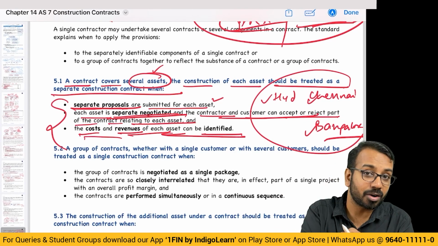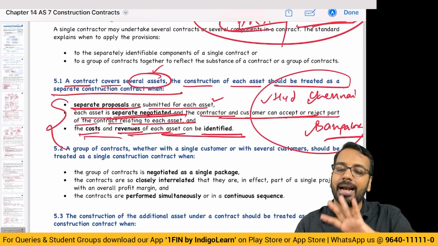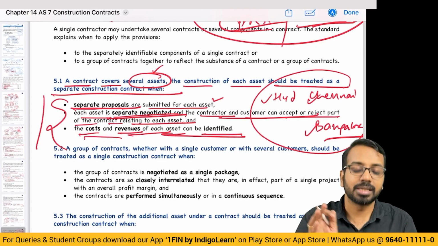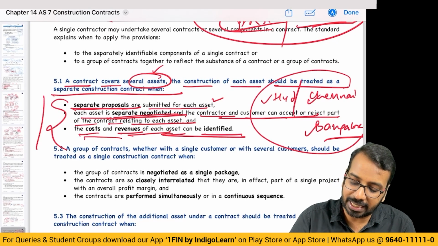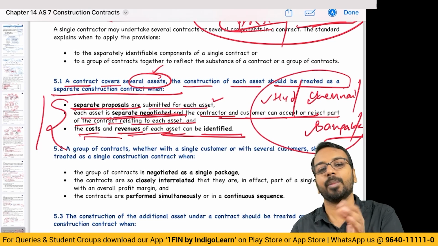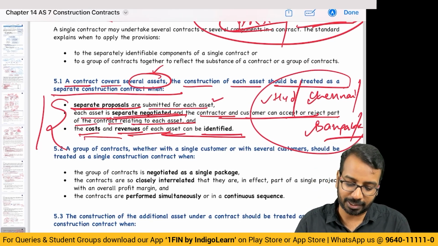In legal form, it is a single contract, but because I have negotiated separately and handled everything separately, these are separate contracts for the purpose of accounting. So what I will do is create 3 separate contract accounts in my books. That is the meaning of separation or segmenting of contracts.